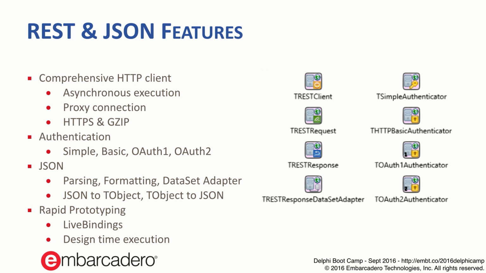There are also some libraries for dealing with JSON, parsing and formatting JSON. There's a JSON to object and an object to JSON adapter that are out there. So you can actually just take an object, serialize it to JSON, or bring it back. It's like a line of code to go each direction. It's really cool for sending stuff as JSON. JSON is JavaScript Object Notation. So if you're familiar with XML, JSON's like the lighter weight brother of XML. XML's really strict, JSON's really loose. It uses curly braces, whereas XML uses angle brackets. And it works with the live bindings and design time execution for rapid prototyping.